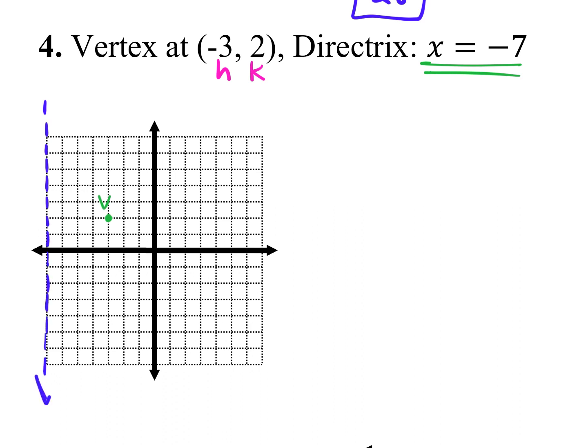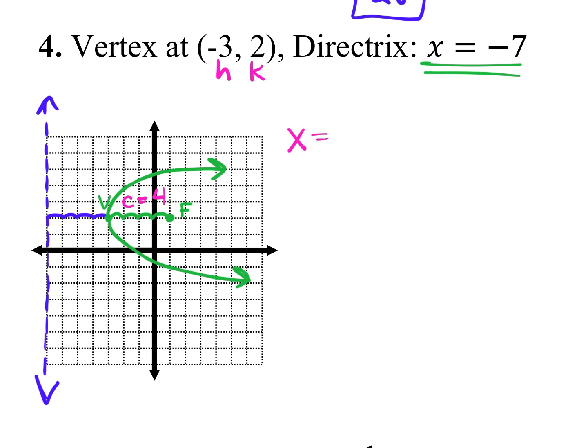Does that make my c 7? No. My c relates to this, right? We went 4 back to get to the directrix, so we're going to go 1, 2, 3, 4 forward to get to the focus, which tells us that my c value is positive 4. So is this an x equals equation or y equals equation? X equals, because it's to the right.